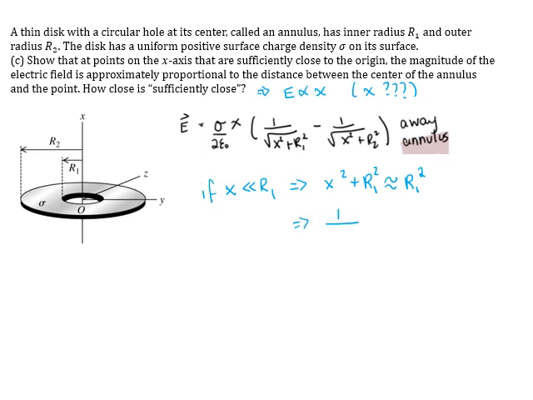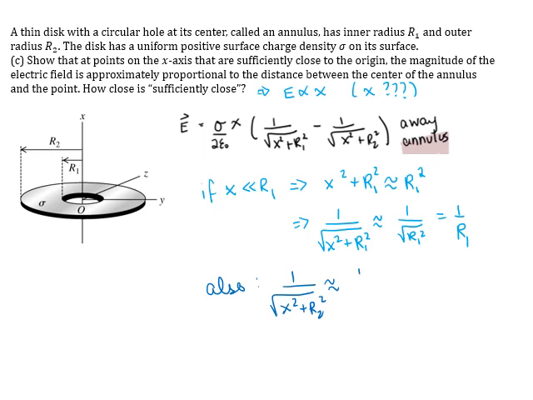The implication of that is that 1 over the square root of x squared plus r1 squared is about equal to 1 over the square root of r1 squared, which is equal to 1 over r1. Likewise, if x is a lot smaller than r1, and r1 is already smaller than r2, then x is also a lot smaller than r2. So we can also have 1 over the square root of x squared plus r2 squared about equal to 1 over the square root of r2 squared, which is 1 over r2, since x becomes even more negligible.